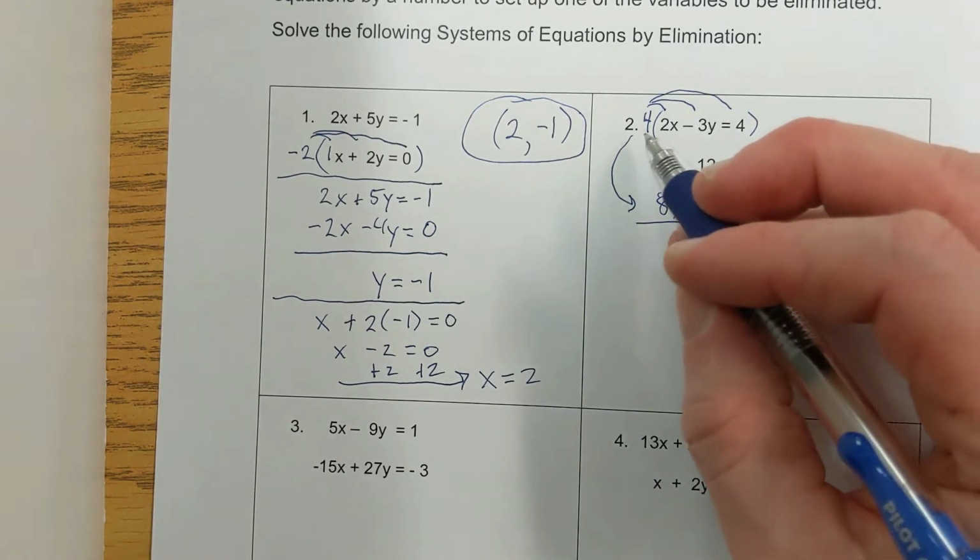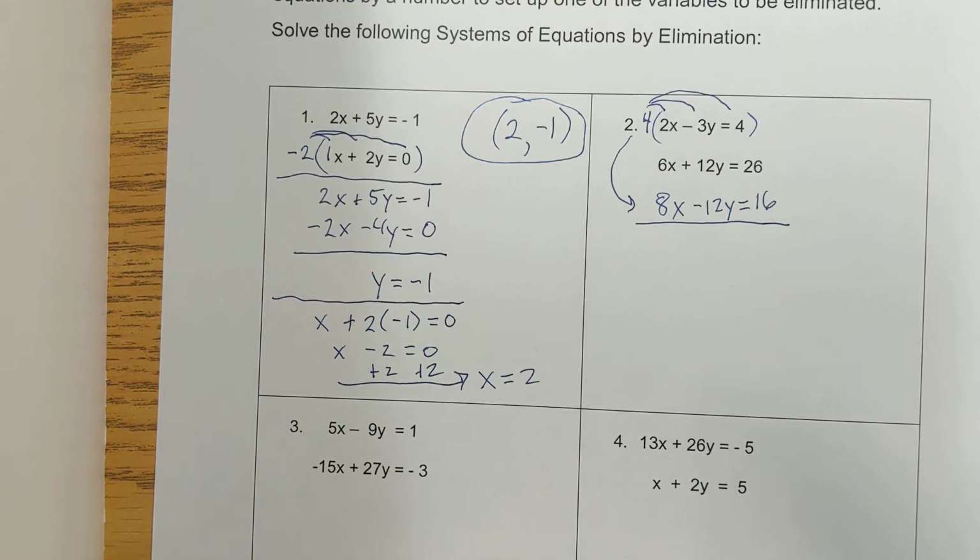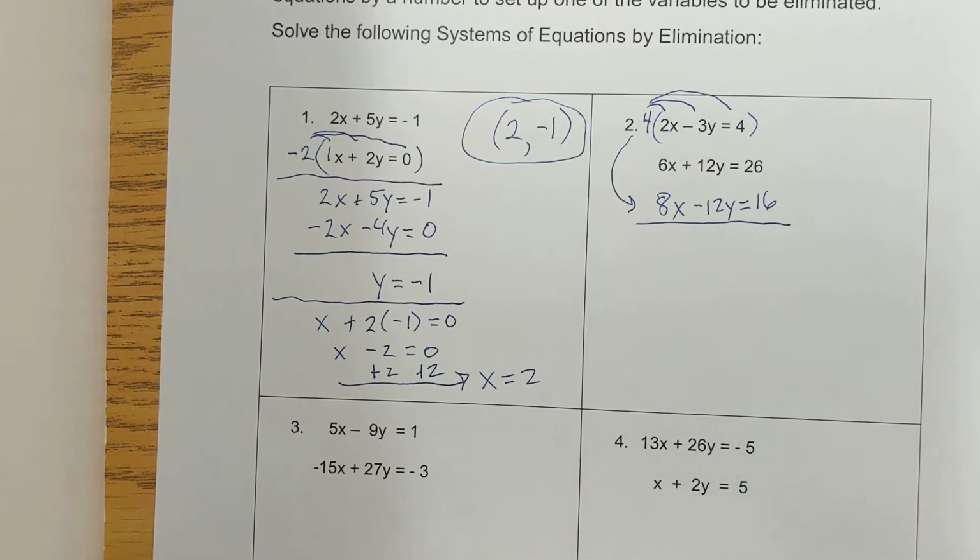Again, you could multiply the top one by a different number to cancel out the x's. So there are parts of these that are entirely up to the person solving the system, and how it works best for you.